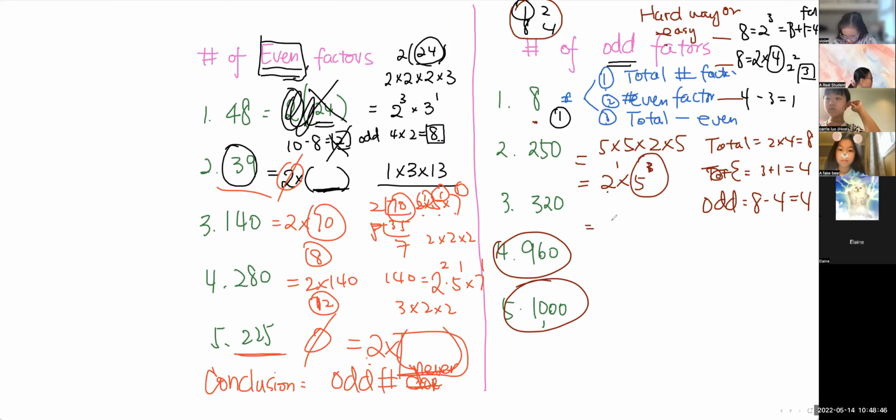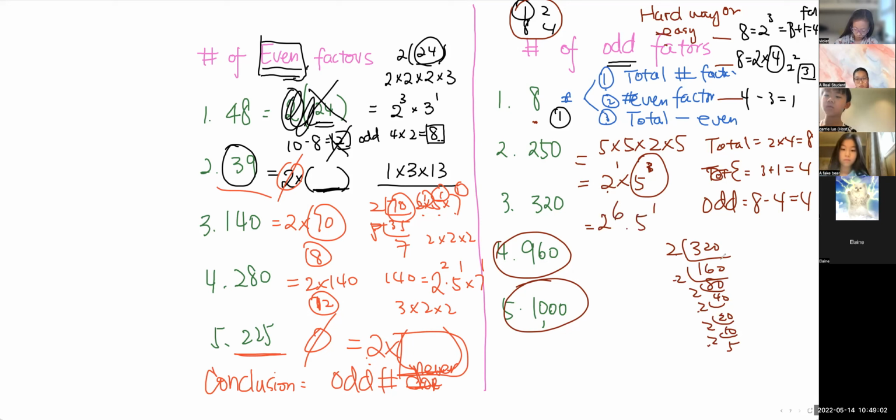Okay, so 320, that's the same thing. 320 over 2 is 160, then 80, 40, 20, 10, and 5. So 320 equals 2 to the power 6 times 5 to the power 1. So the total number of factors will be 7 times 2, equals 14.